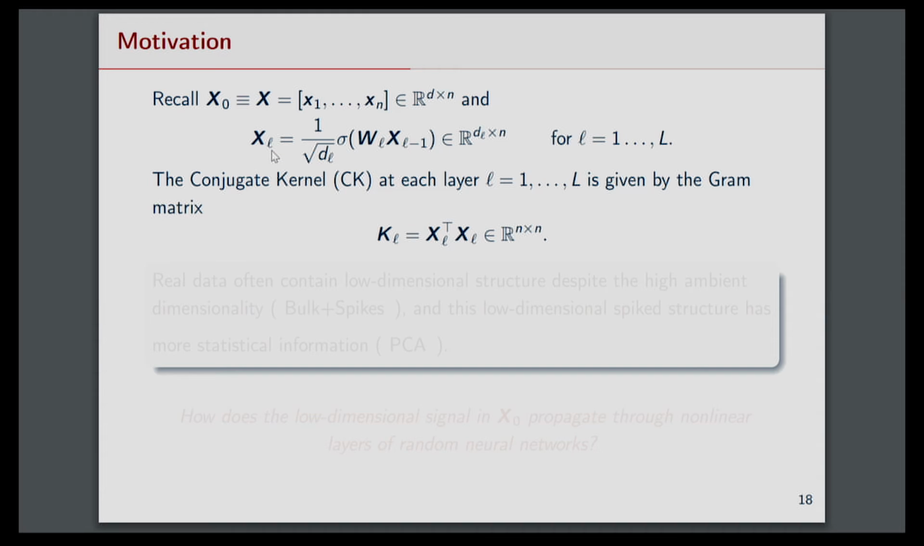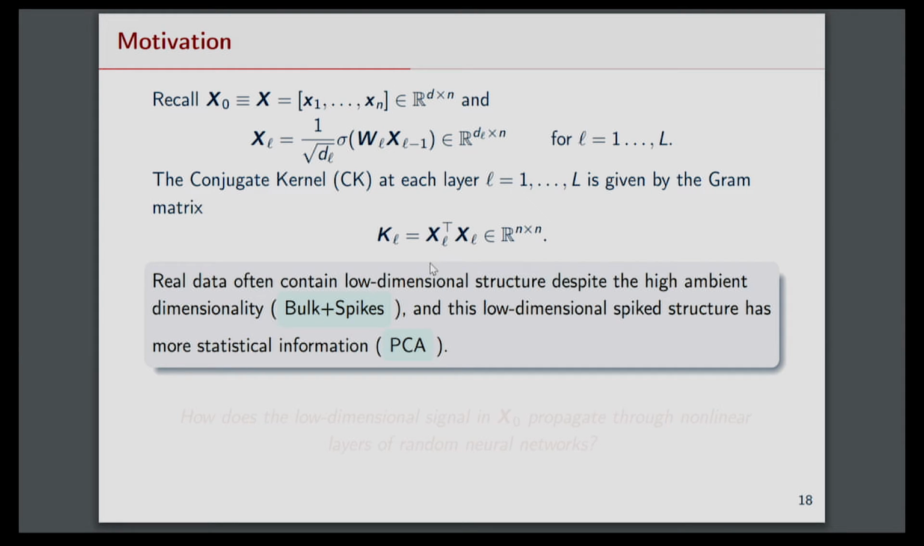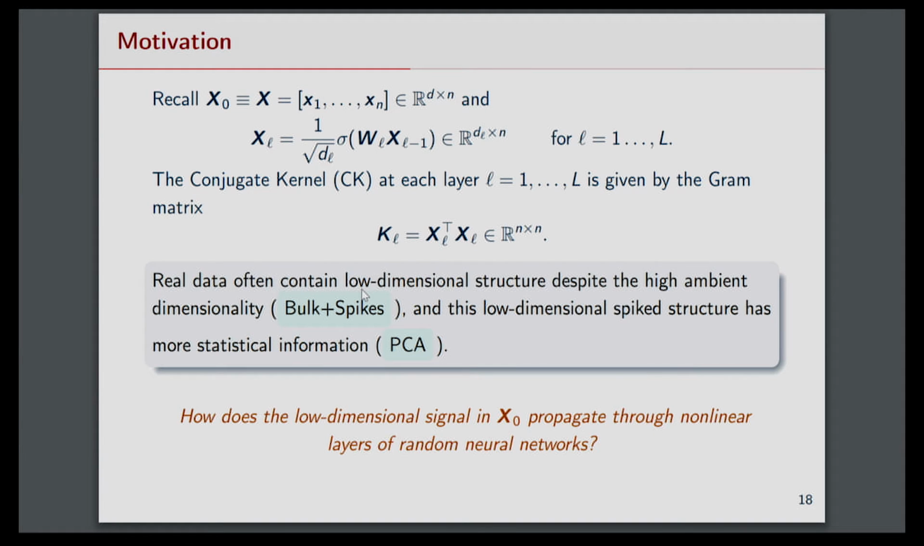That's a recap for the CK matrix. I define X_L as the output of the L-th hidden layer, given X_0 is the input data. We consider we have n different samples, and K_L is the CK matrix at the L-th hidden layer. As I mentioned before, we want to consider a case where the real-world data has some low-dimensional structure. So let's say we assume that this data set X has an eigenstructure with bulk plus spike. And then how does a spike produce a spike in K_L, and how does it propagate through this random neural network? That's the main question we want to ask.